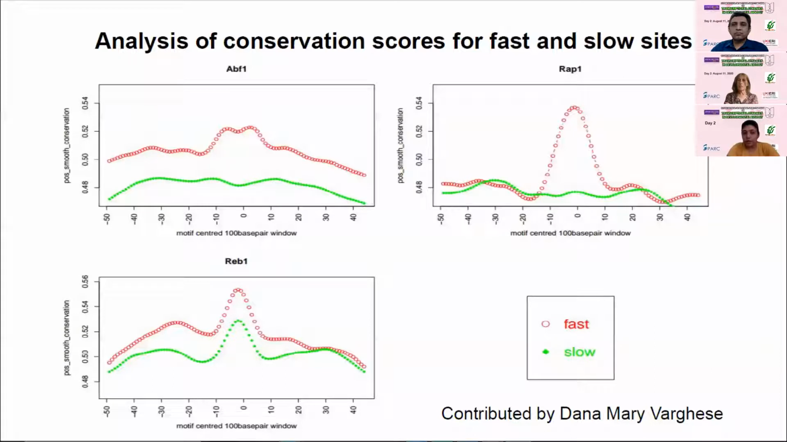We did this conservation score analysis because the binding sites that are obtained are basically from the same genome. So we wanted to see if we can say that there is an importance of these binding sites in different genomes. We wanted to know if these binding sites are conserved across genomes, and this can give more information about the importance of these binding sites. These results are contributed by Dana Mary Varghese, a PhD student in my lab.